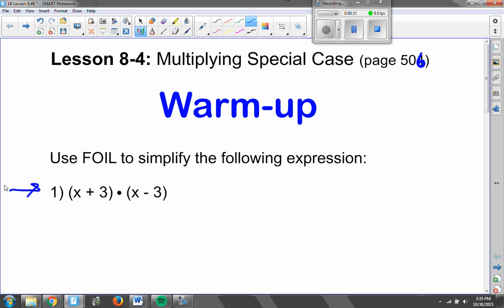So go ahead, pause the video, do this warm-up problem, and then start the video again, and we'll talk our way through this one, and then we'll apply it to a more general case.